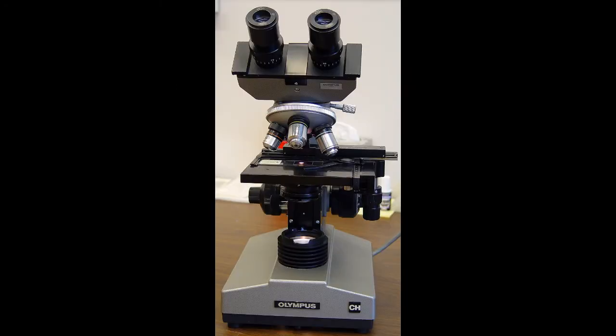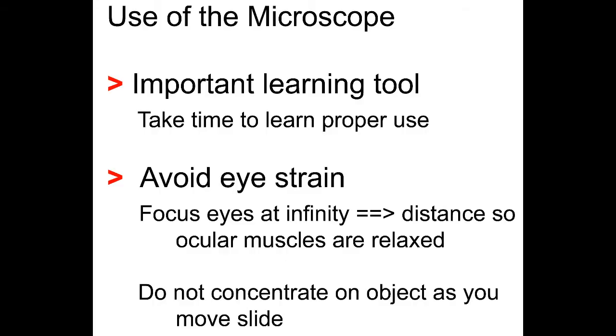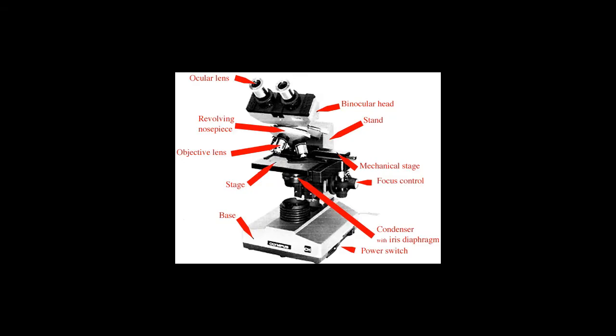The light microscope is one of the most important tools you'll have at your disposal for learning in this course, so I think it's worth a little bit of time to learn how to use it properly. This can allow you to avoid eye strain in the long run and to avoid getting headaches. The most important thing to start with is to become familiar with the general parts of the microscope. You can see the eyepiece, the objective lenses, the condenser lens, of course the mechanical stage, the power switch, and the fine focus and coarse focus control knobs on the microscope.